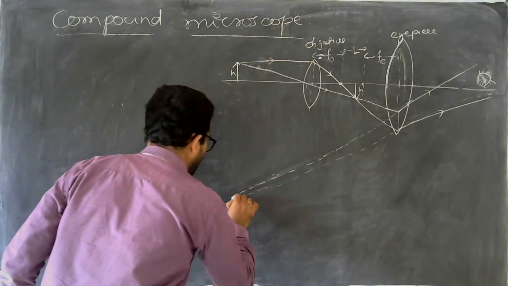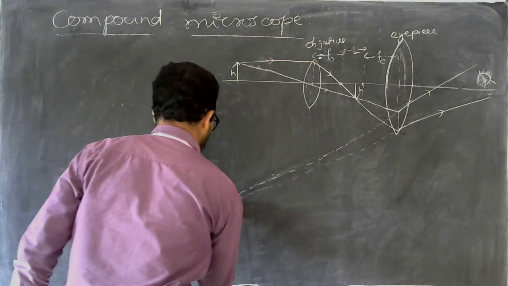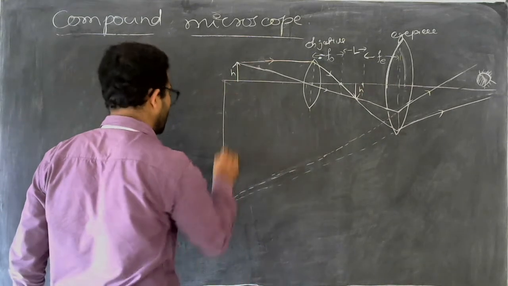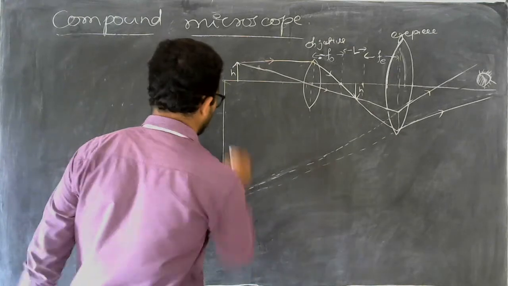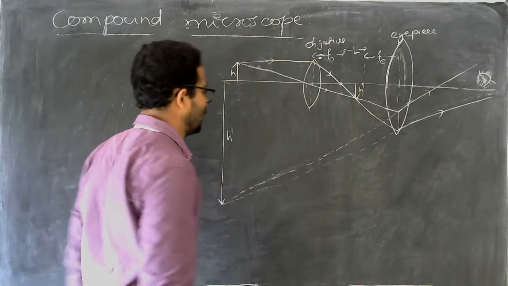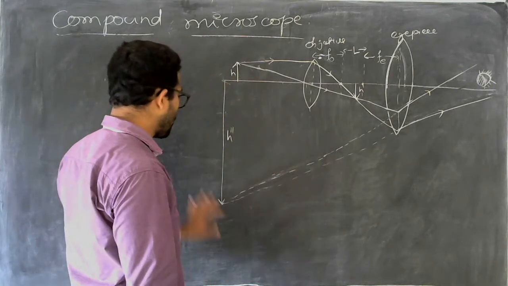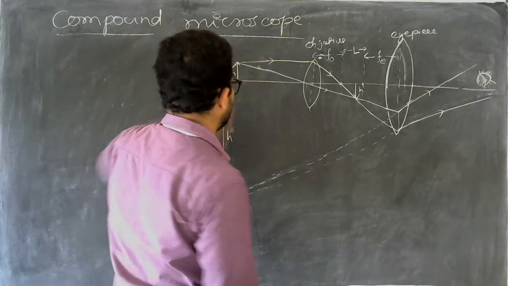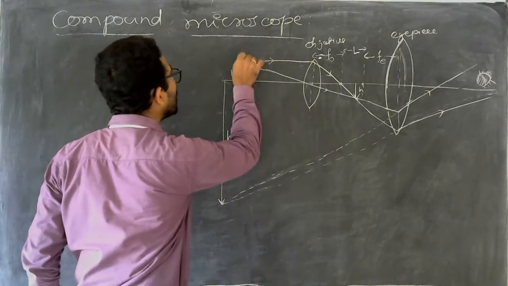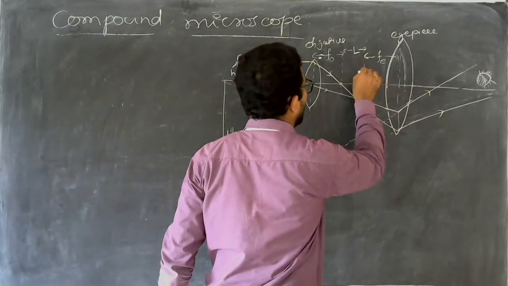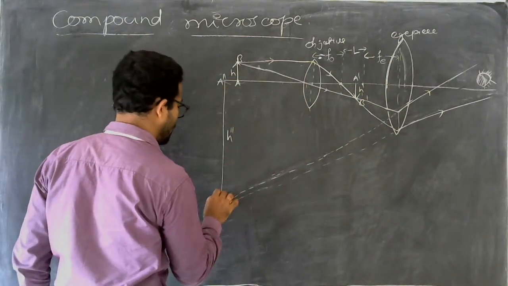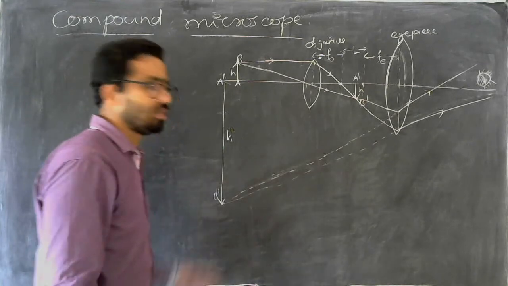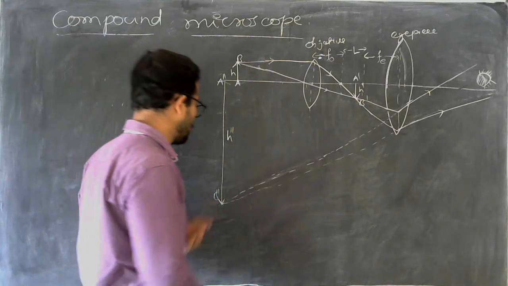Extended back. See, at this point, image. So this is our final image. See, this is an image of this object. That is AB and A'B'. This is A''B''. See, this is it. Final image formed.